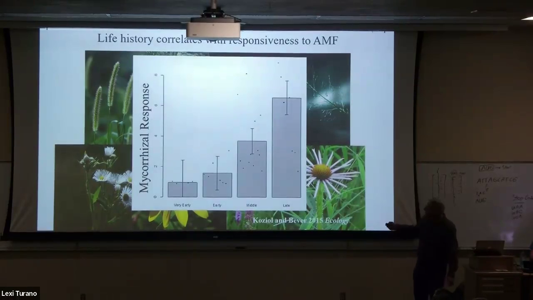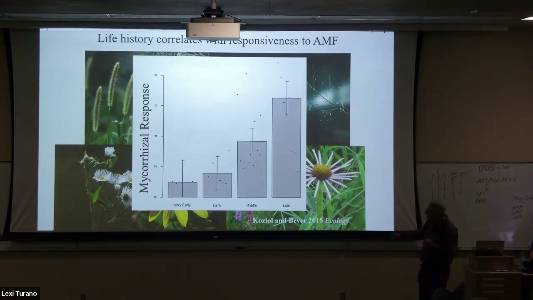And so that's what this is, this mycorrhizal response. It's the ratio of growth with and without the mycorrhizal fungi. So when that ratio is 1, they are not growing differently. That's growing the same with or without mycorrhizal fungi. Each dot is a different species of plant.